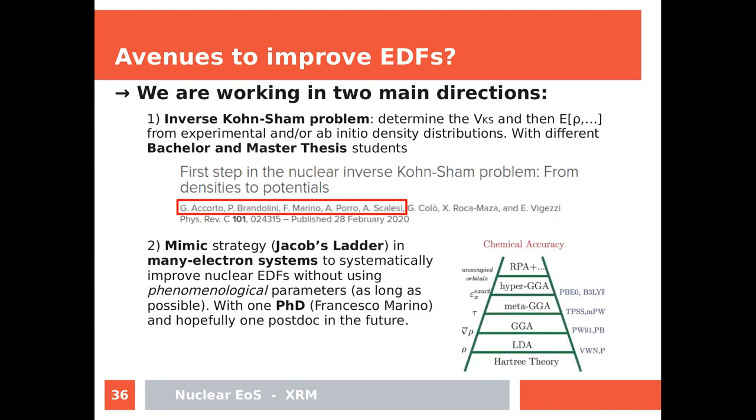For example, we are trying to address the so-called inverse Kohn-Sham problem, which is not to assume some Kohn-Sham potential, solve it, and then fit the parameters, but to take the experimental densities and invert the Kohn-Sham equations to find the Kohn-Sham potential. Then derive from experiment or from other more accurate calculations, for example in specific cases where we can do very good calculations, which the functional should be in these cases, and then extend it maybe to more complicated and difficult systems.